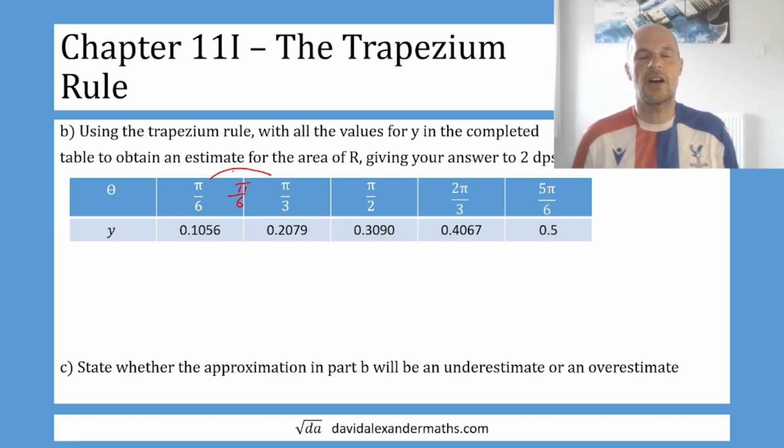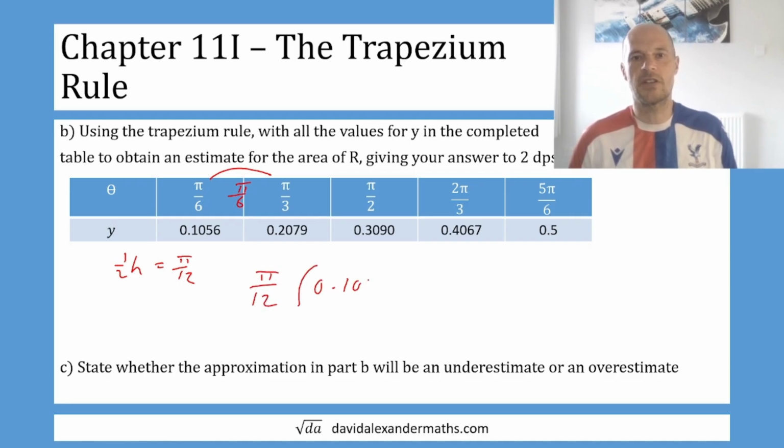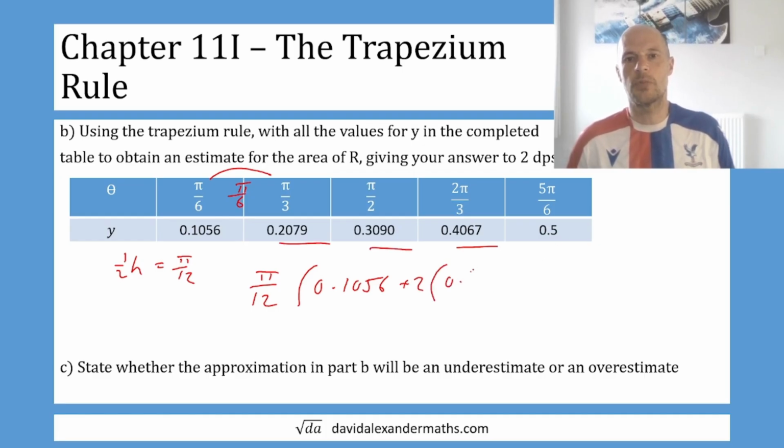So if the height of the trapezium is pi over 6, I want half of h. So half of h is going to be pi over 12. So it's going to be pi over 12 lots of 0.1056 plus 2 lots of everything else with the exception of the last one, 0.2079 plus 0.309 plus 0.4067 plus 0.5. So remember, the first one and the last one don't get doubled, everything else does.